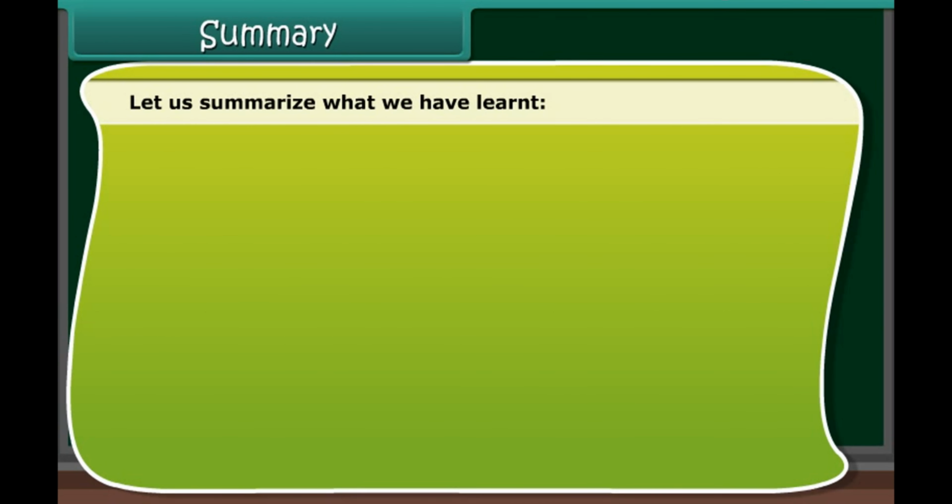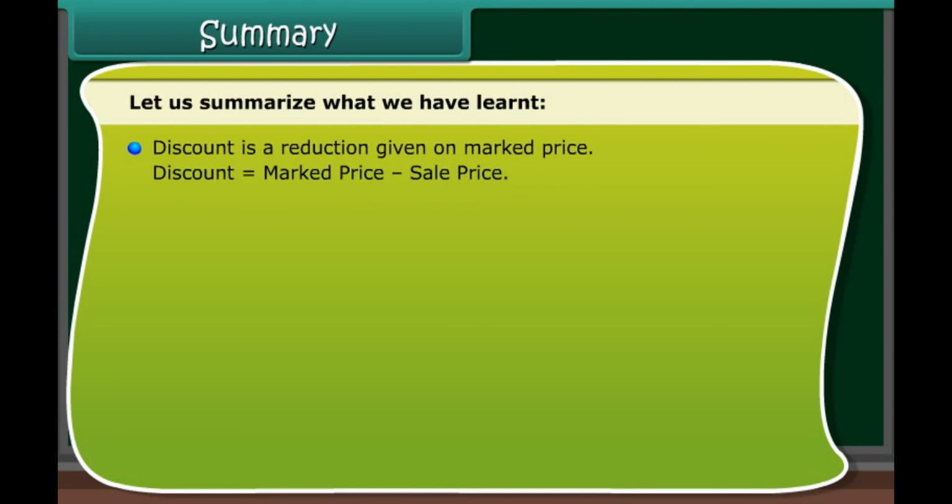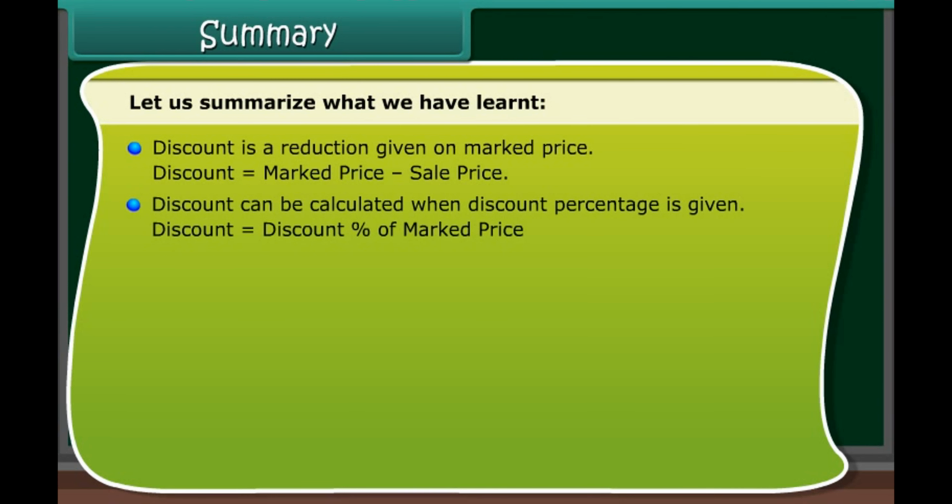Summary. Let us summarize what we have learned. Discount is a reduction given on marked price. Discount is equal to marked price minus sale price. Discount can be calculated when the discount percentage is given. Discount is equal to discount percentage of marked price.